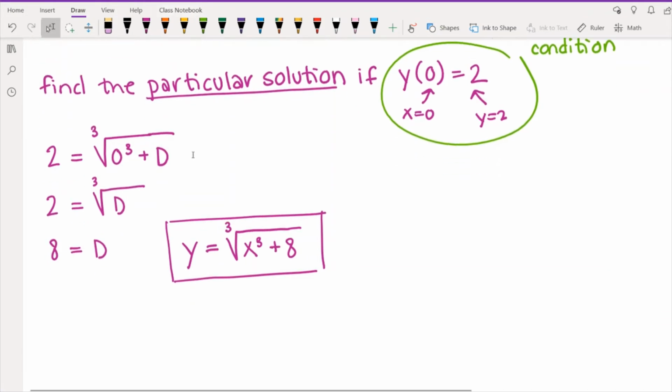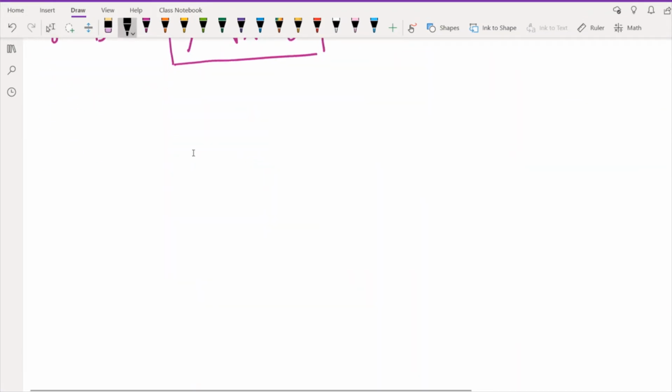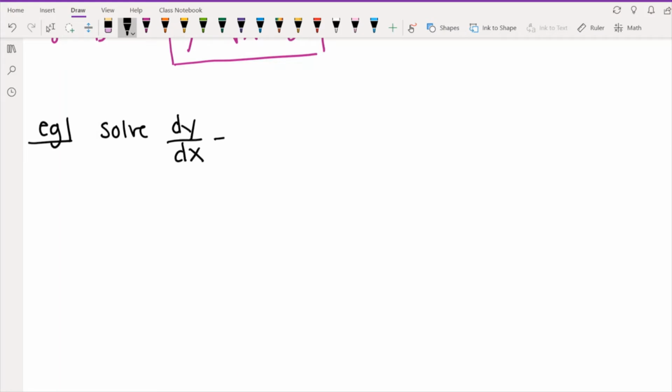Okay, so let's move on to another example. The next one we're going to do is actually the same one that we already separated at the beginning. We're going to solve dy/dx is equal to x times y, and we're going to be finding a particular solution. Specifically, we want y of 0 to equal -5.